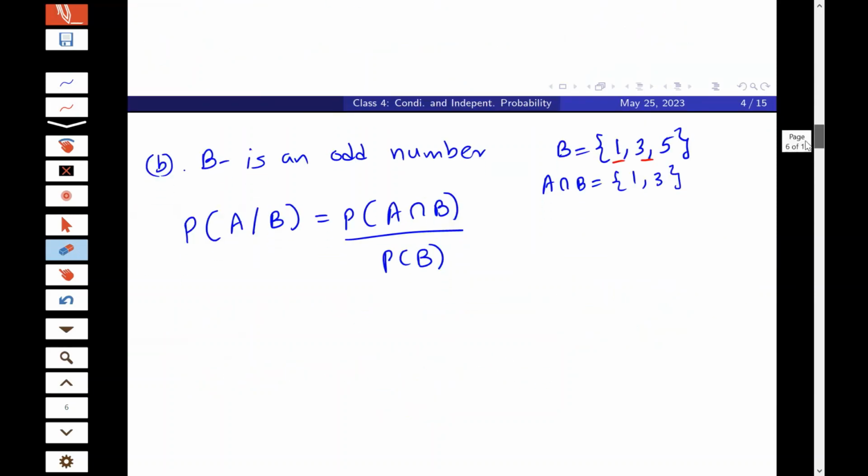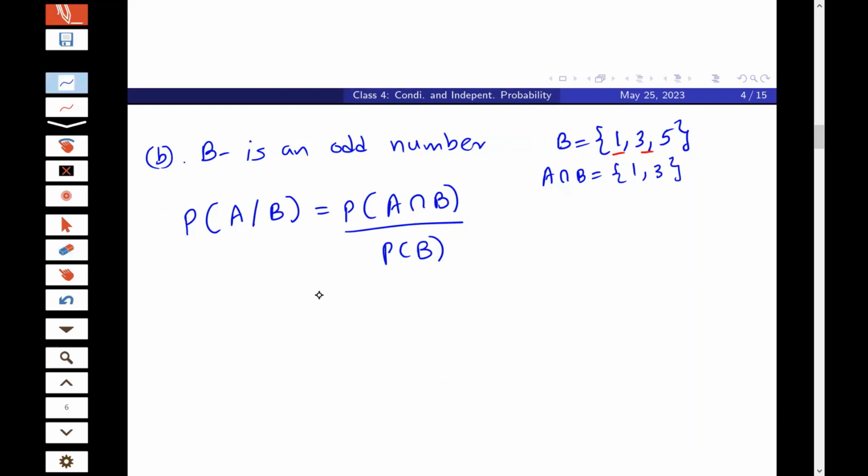So I will draw right here. We have 2 items in the intersection, so it is 2 out of the number of items in the entire sample, which is 6, over the probability of B. In B we have 3 items, and A intersection B is 2.